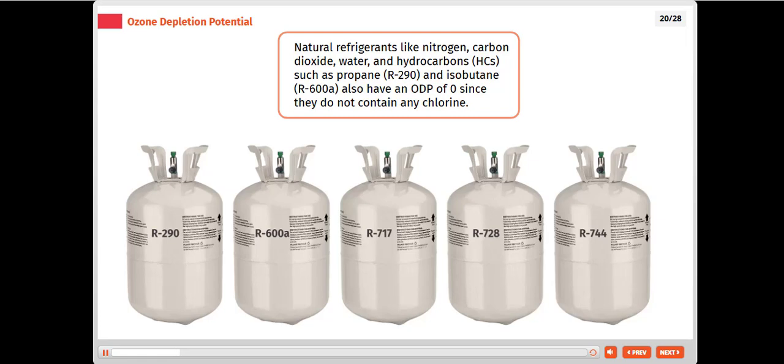Natural refrigerants like nitrogen, carbon dioxide, water, and hydrocarbons, HCs, such as propane, R290, and isobutane, R600A, also have an ODP of 0 since they do not contain any chlorine.